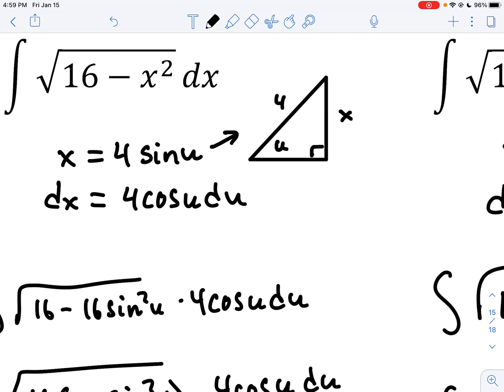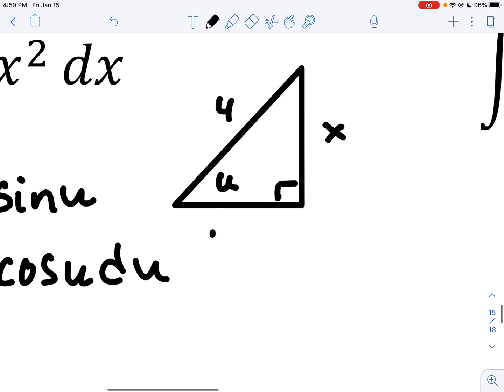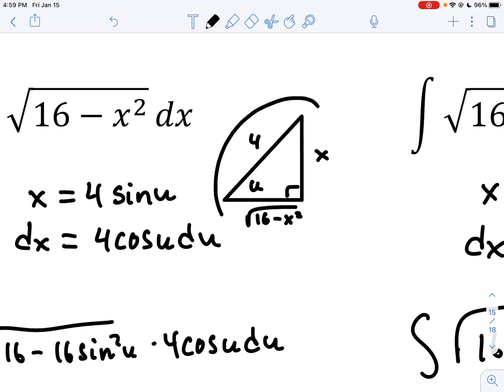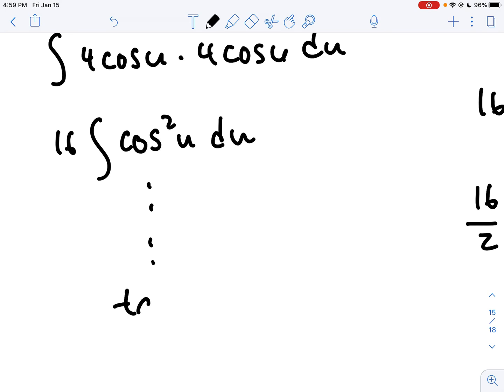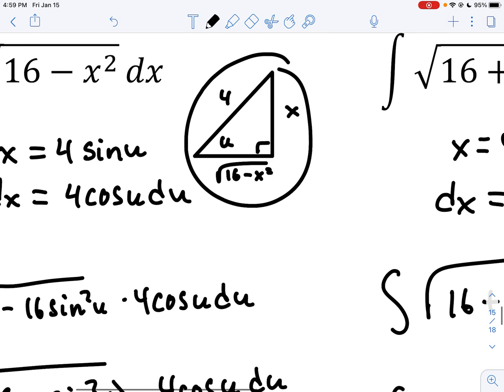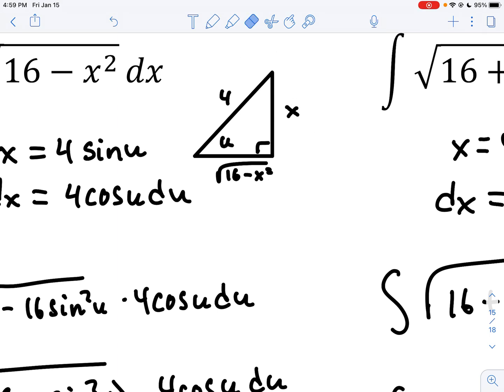Well, sine is opposite over hypotenuse. So this statement right here suggests this reference triangle. The sine of u is opposite over hypotenuse. And then you can use the Pythagorean theorem to get this side as the square root of the hypotenuse squared, which is 16, minus the other leg squared. And now you have a reference triangle to convert. Let's say your answer involves a tangent of u. Well, then you would just look at this reference triangle and get tangent by doing opposite over adjacent.